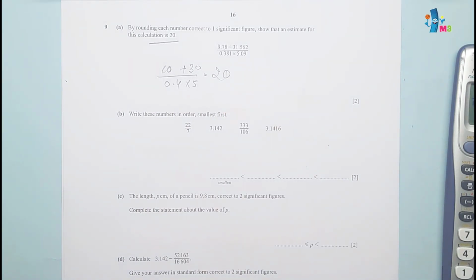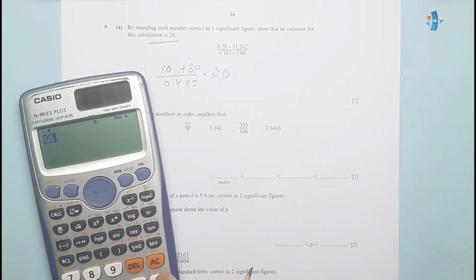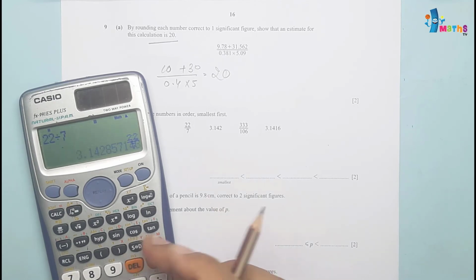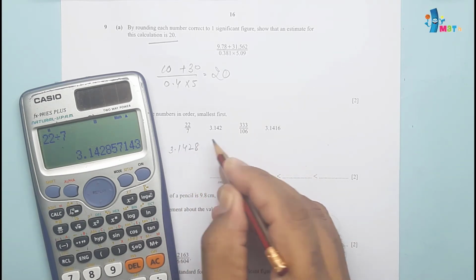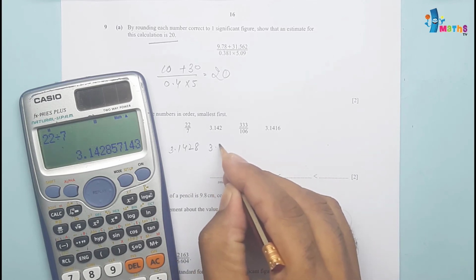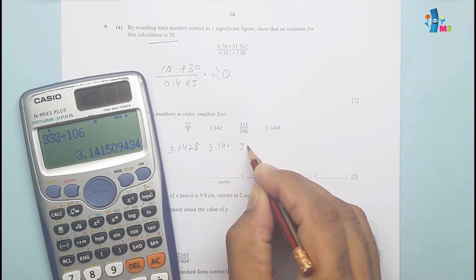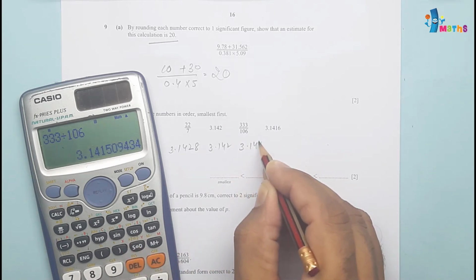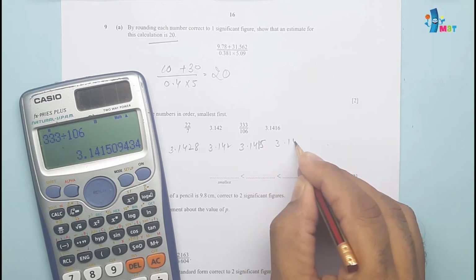Write these numbers in order. We'll be using a calculator to order them, changing all of them into decimals. So 22 divided by 7 will be equal to 3.14228. This one is already 3.142. This one we can check; this will be 106, so this is 3.14115, and this is already a decimal, 3.1416.